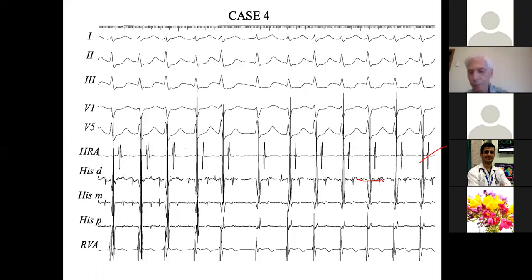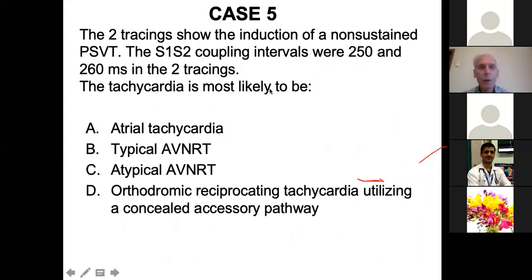Yeah. Good. Okay, two tracings show the induction of a non-sustained SVT. The S1, S2 coupling intervals were 250 and 260 milliseconds in the two tracings. Is this most likely AT, typical AVNRT, atypical AVNRT, or ORT using a concealed accessory pathway?